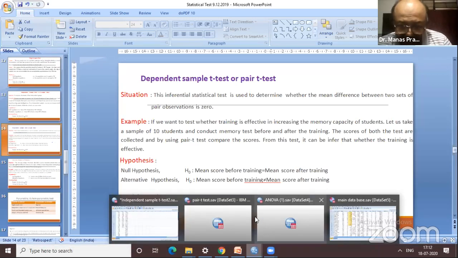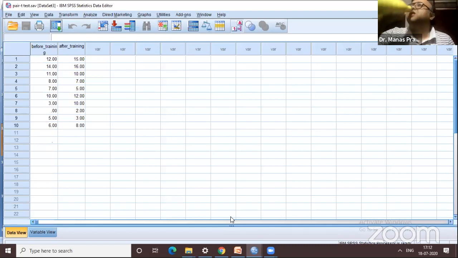So, the paired test. This is the scores of 10 students before training and after training. We have to arrange the data in two columns, before training and after training. This is the score of the first student before training, and this is the score after training. It increases by 3. This is the score of the second student before training, and this is the score of the second student after training.